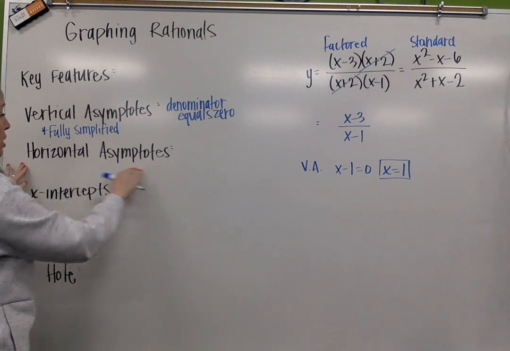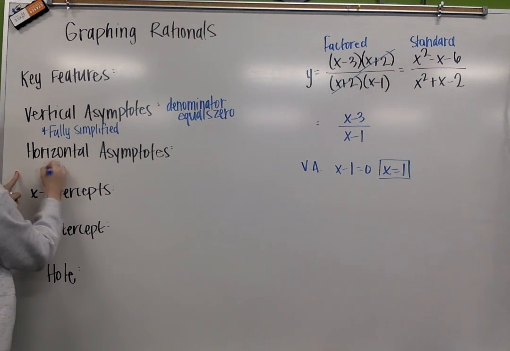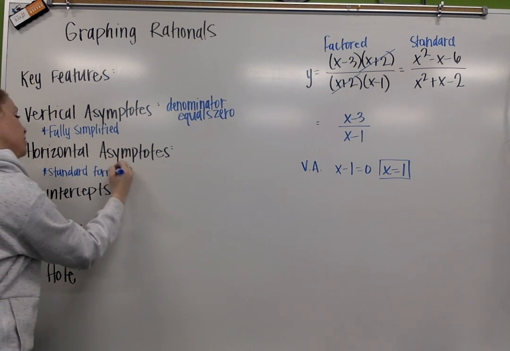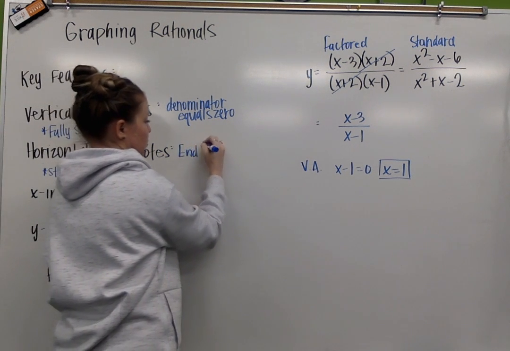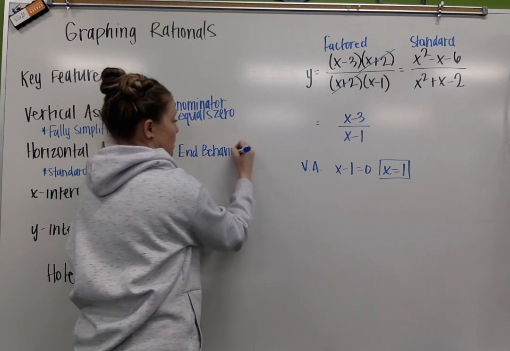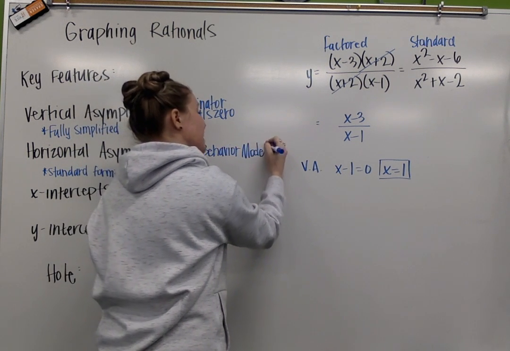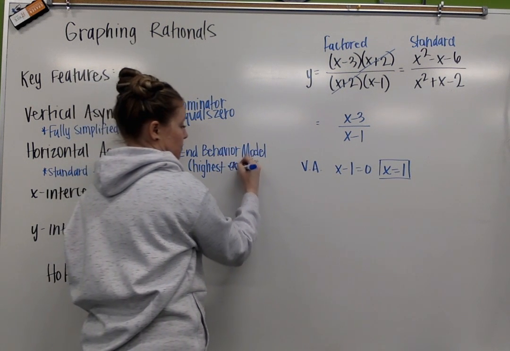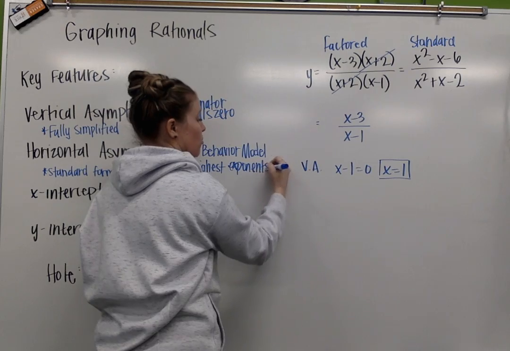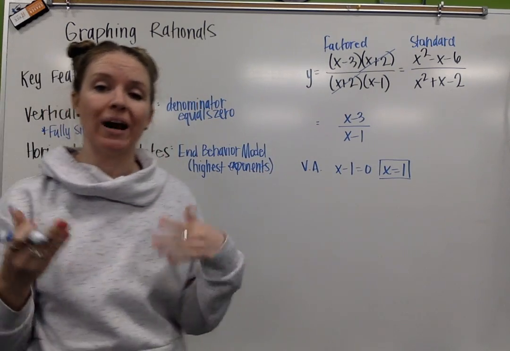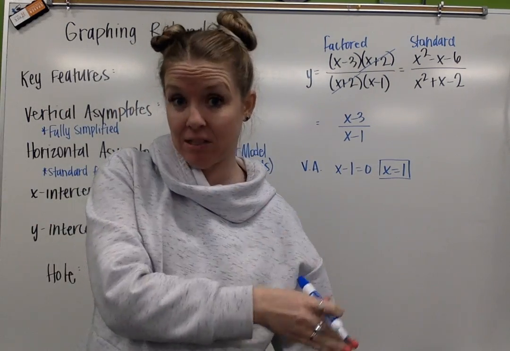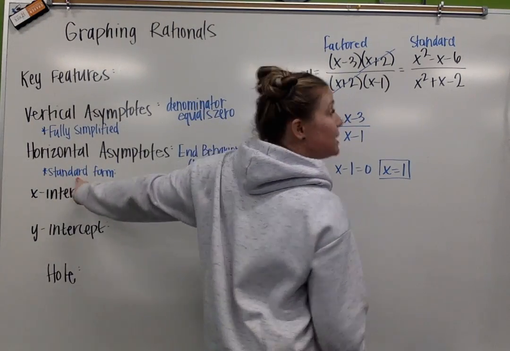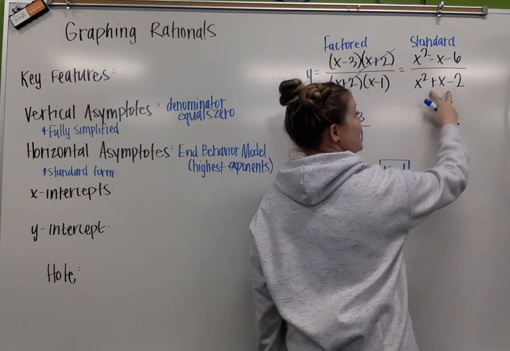A horizontal asymptote, okay, what we're going to look at here is standard form. And what we're using is called the end behavior model. What we're looking at is the highest exponents and comparing them. The highest exponents are going to tell me which horizontal asymptote or how my horizontal asymptote behaves. So I'm going to look using standard form, which I wrote over here. See? Standard form. I'm looking at the highest exponents.